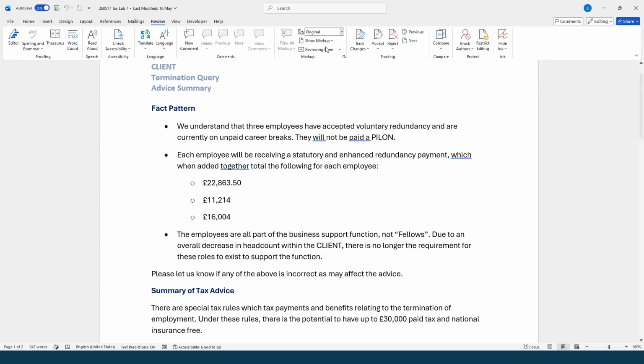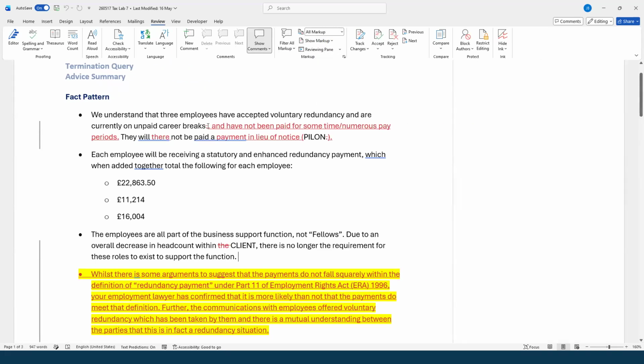So let's have a look at what changed here. A bit was added to clarify, by the looks of it: currently on unpaid career breaks and have not been paid for some time / numerous pay periods. This fact is important because when you look at the technical behind this, you have to look at the pay in a particular pay period, and by knowing that it wasn't paid for numerous periods, we knew for sure that it was zero in all the relevant pay periods. It was never anything other than zero that needed to be considered.